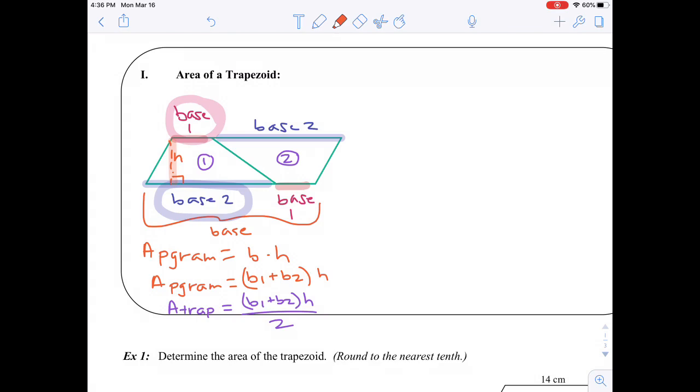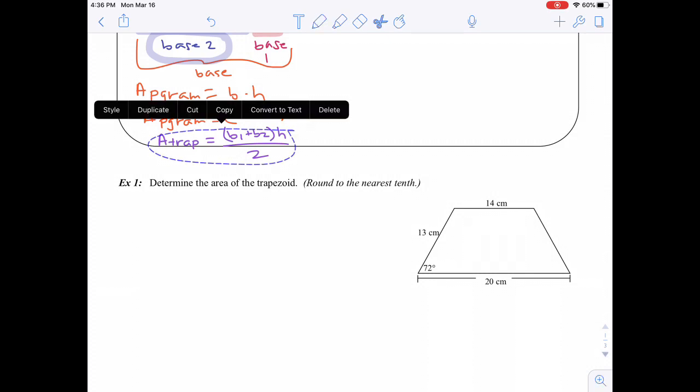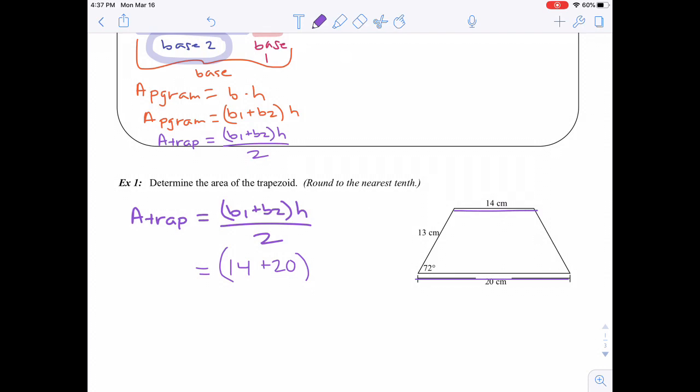Okay? So let's take a look at how we can use this. So when I'm using this, the first thing I'm going to do is copy and paste this formula right here for us to reference. When I look at this, I can fill in some of this information already. Base 1 can be 14 because that's one of my parallel sides. And 20 can be my base 2 because it's another one of my parallel sides. And then I don't really know what my height is yet, so I need to figure that out. So let's go ahead and draw in my height.